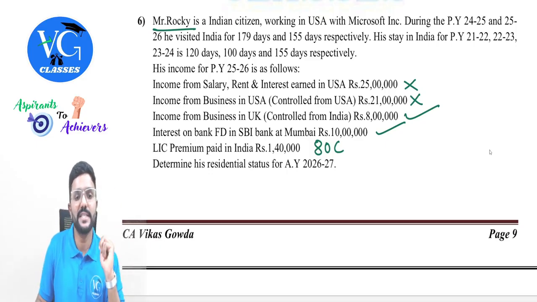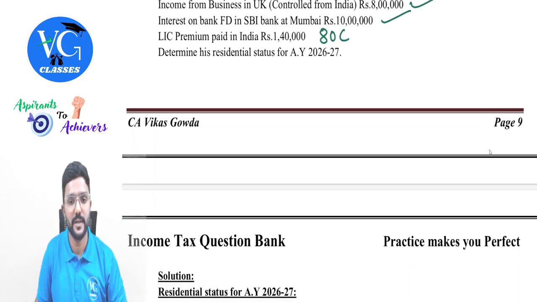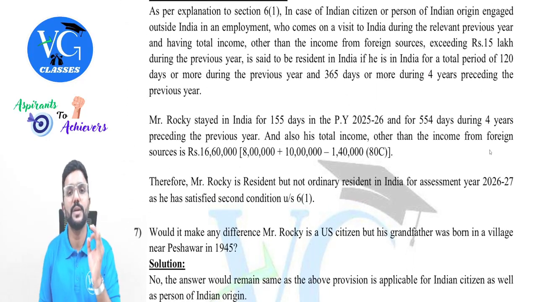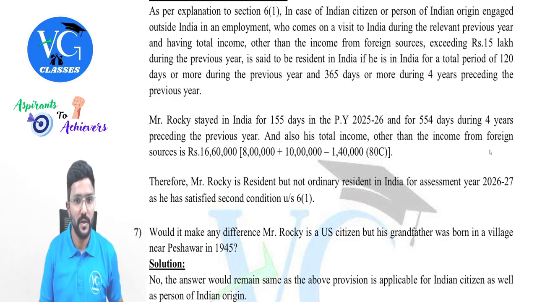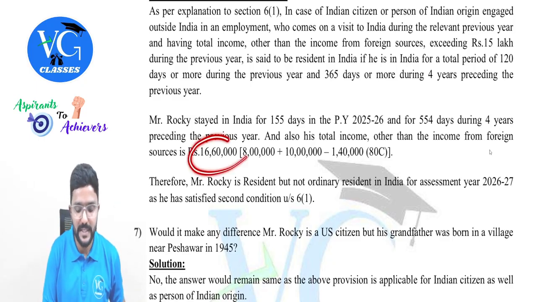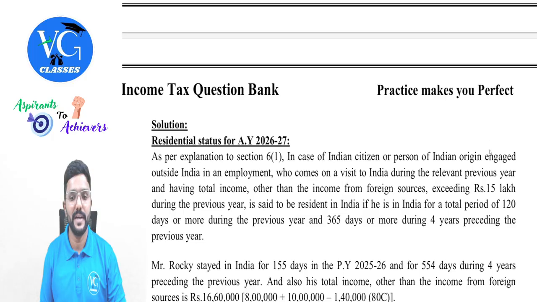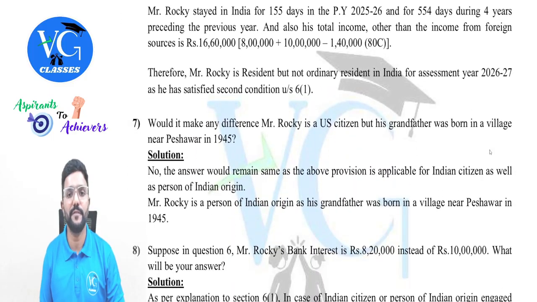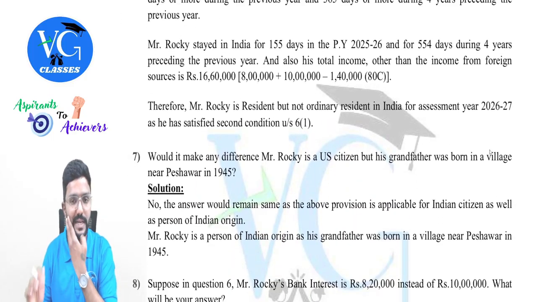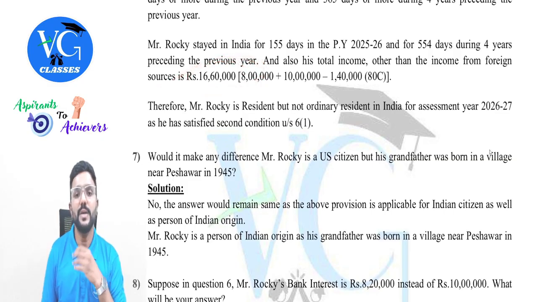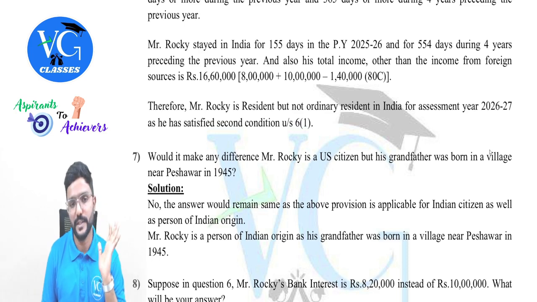Determine his residential status for assessment year 26-27, guys. First, let us decide what the total income is other than the income from foreign source. How much is that? It comes to 16,60,000, guys. How? 8 plus 10 minus 140. For 140, deduction is available under 80C. The maximum is 150, but here it is only 140, so we will claim in full. So 16,60,000 is the total income other than the income from foreign source.